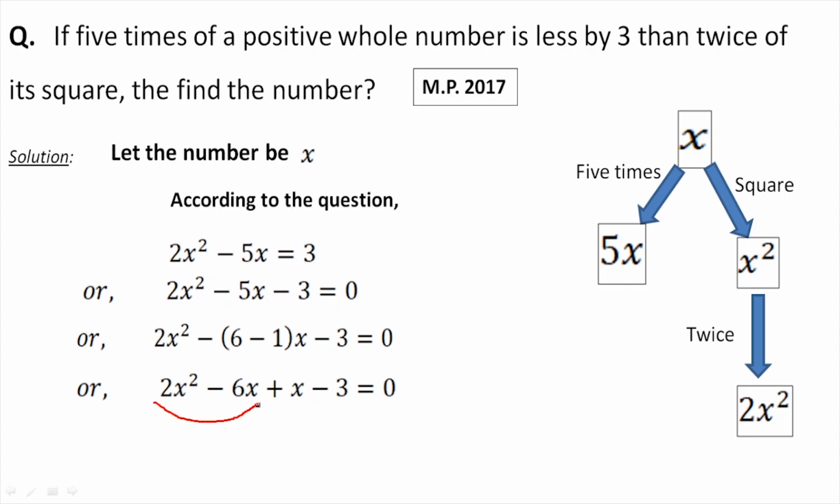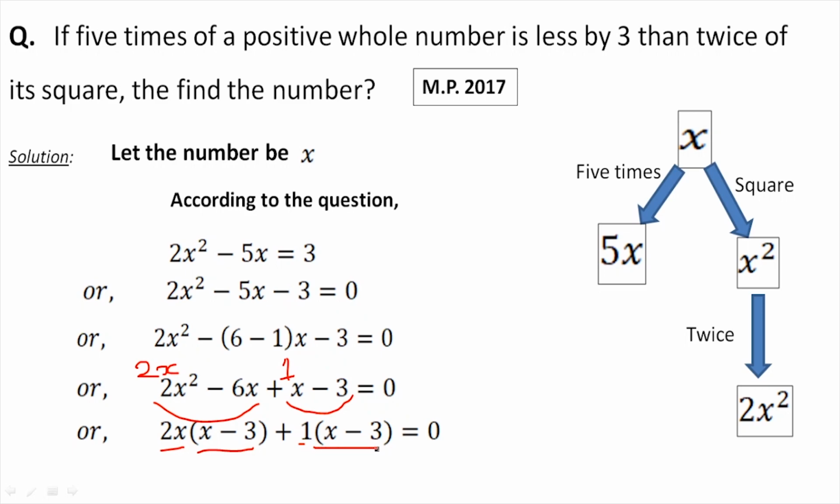Now from the first two and the last two terms: from the first two we can see that 2x is common, because this has 2 into x into x. Here it is 2 into 3 into x, so 2x is common here as well. Then for x and 3 there is nothing common, so we take out 1. After taking out the commons, we get 2x into x minus 3, and 1 into x minus 3.